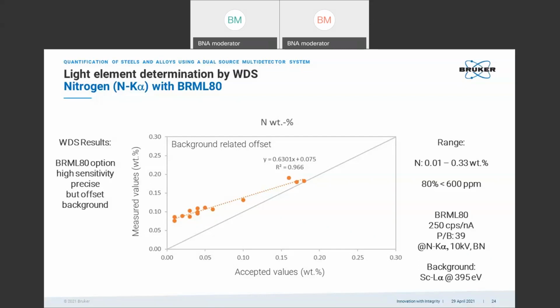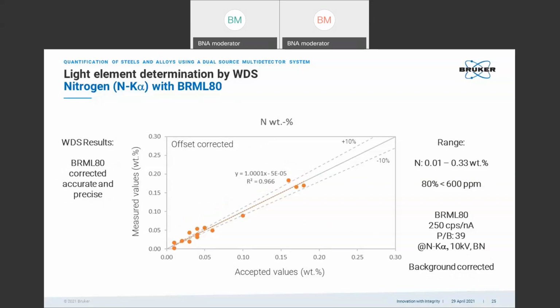And the reason is actually that this multi-layer is composed of chrome scandium, and the scandium shows some secondary fluorescence when analyzing iron-containing materials and stuff like this. So we have this background offset, but we can correct for it with an offline correction. That's an easy calculation. And then after correction, we get not only precise, but also accurate data for nitrogen down to concentrations of only 100 ppm.